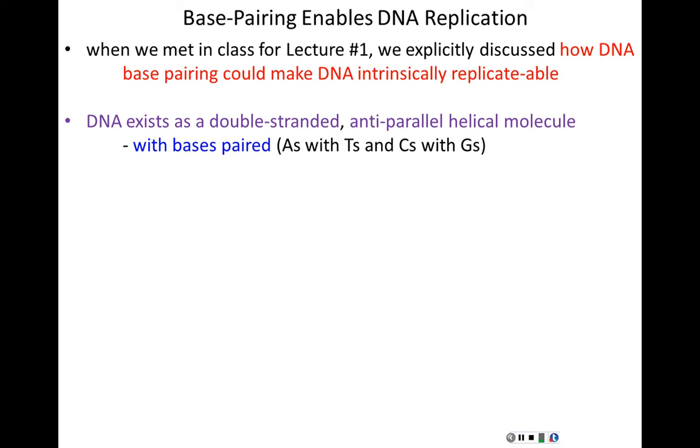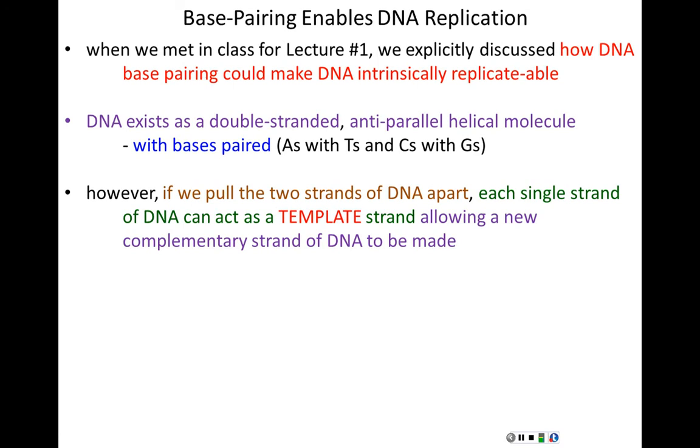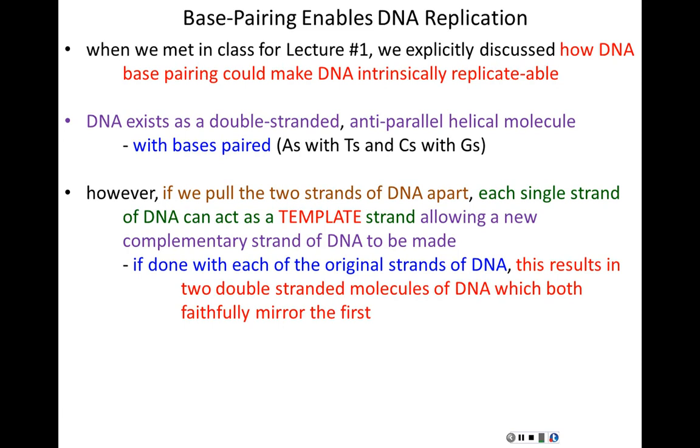However, if we pull two strands of DNA apart, what we are left with are two single strands, but each of those single strands can act as a template, allowing a new strand of DNA to be made, which is complementary to the first because of these rules of base pairing. When this is done with two original strands of DNA, the result of this process is two new double-stranded molecules of DNA, which both are identical to the first.